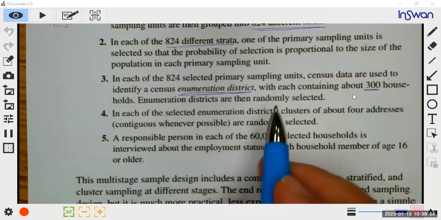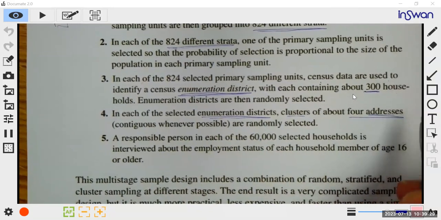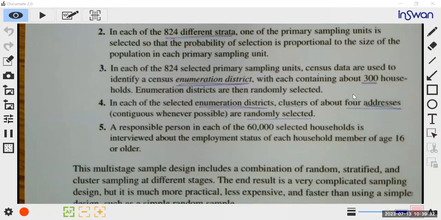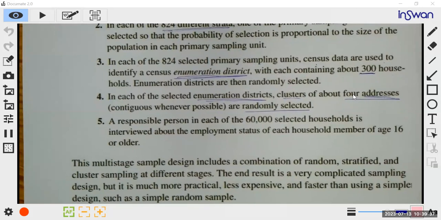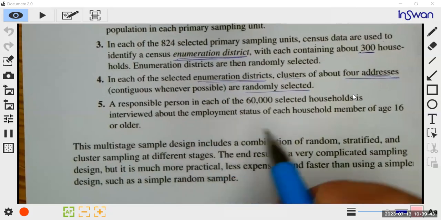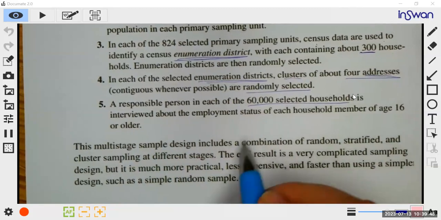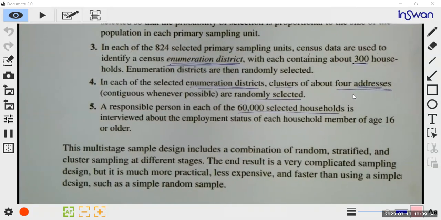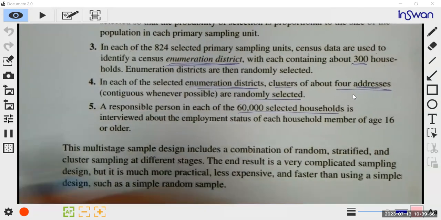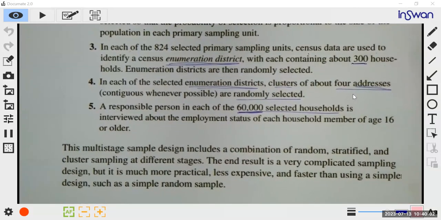In each of the selected enumeration districts, clusters of about 4 addresses are randomly selected. Not particular house addresses, but like on Main Street or this street. A responsible person in each of the 60,000 selected households is interviewed about the employment status of the household. So what have they just done here? Narrowed it down to 60,000 individual households.